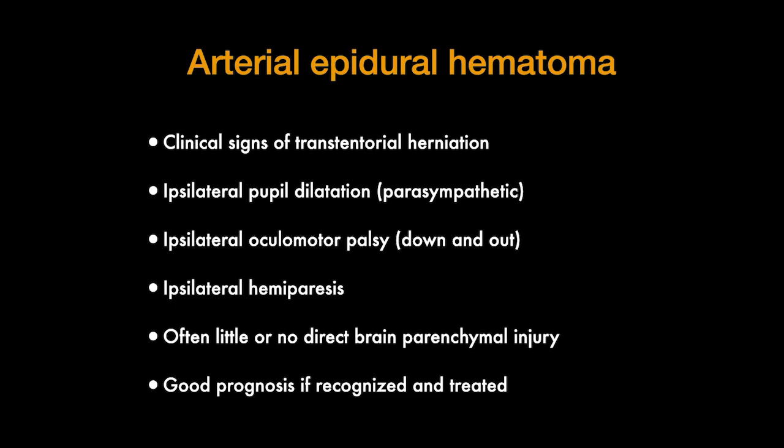These can be associated with clinical signs of transtentorial herniation, particularly if they're large. You will often get ipsilateral pupil dilatation from interruption of the parasympathetic fibers. You can see ipsilateral oculomotor palsy, which gives a down and out appearance to the globe. You can see ipsilateral hemiparesis. There is often, with epidural hematomas, little or no direct brain parenchymal injury because the skull absorbs most of the energy. These have a relatively good prognosis if they are recognized, treated and evacuated.